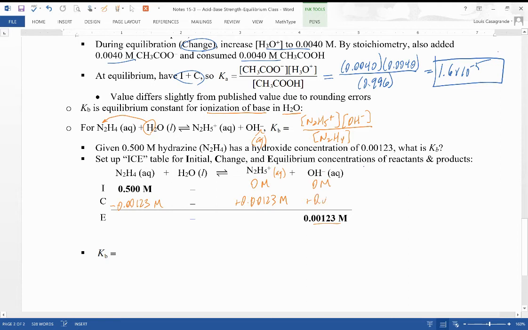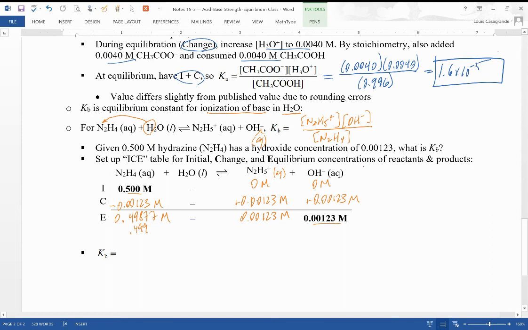And plus 0.00123 molar for the hydroxide. And so we're going to end up with, I'm going to write a few more sig figs than I should here just to get that out there, 0.49877. Now, if I did round that to the third decimal point, which I should do for rounding, that's going to make it 0.499, which we can use in the calculations, or we can use 0.49877. The hydrazinium, 0.00123 molar.